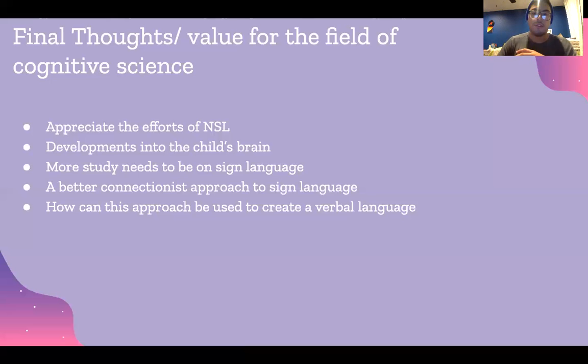But for now, I believe that we're at a very good spot. And I believe sign language can teach us so much about cognition and connectionism in development to verbal language as a whole. And with that being said, that is my presentation on this article.